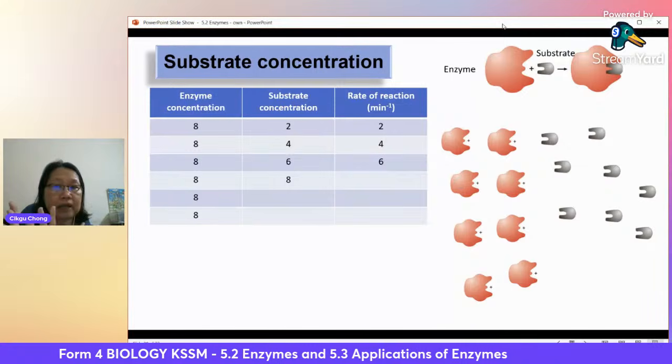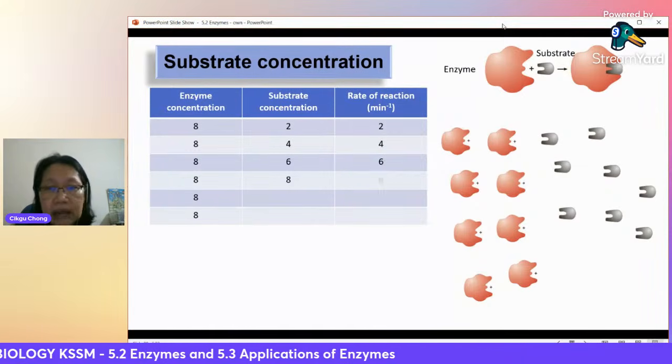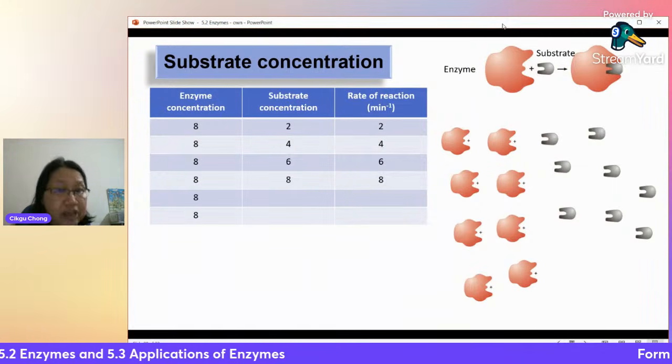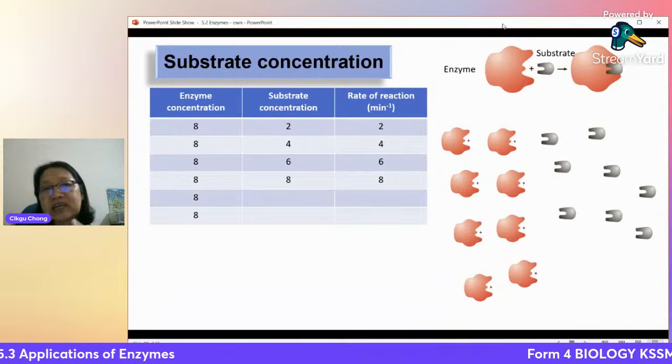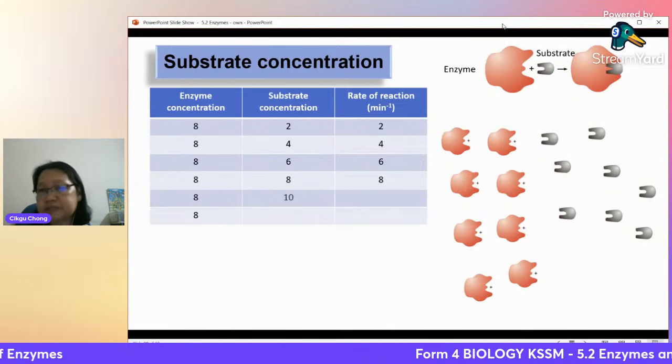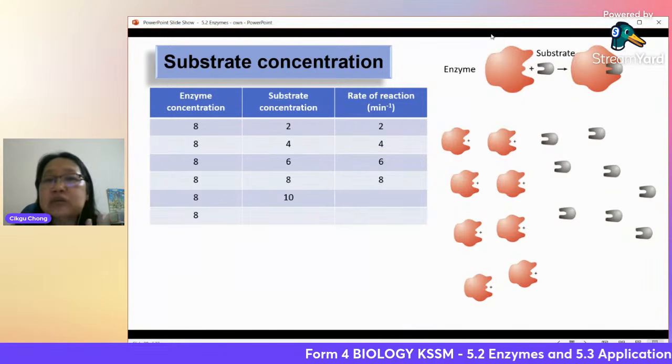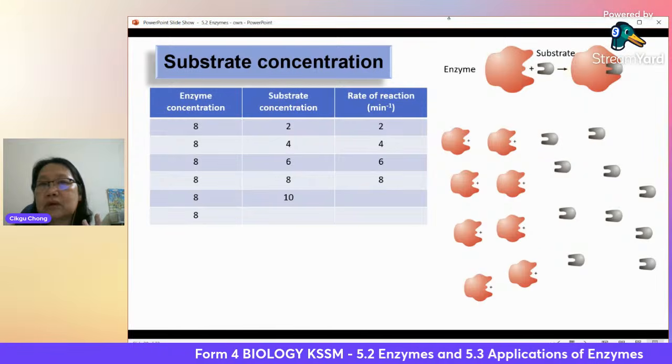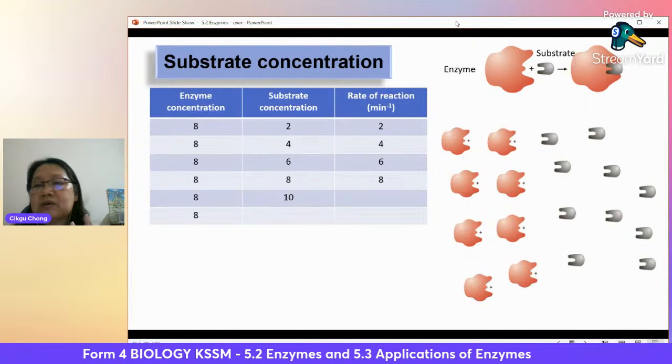All the 8 can take part. All the 8 can take part at the same time. I will have 8 as my rate of reaction. Now what happens if I keep on adding my substrate concentration? I put extra 2 more. What is my rate of reaction now?